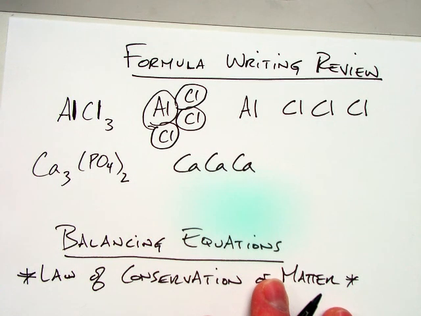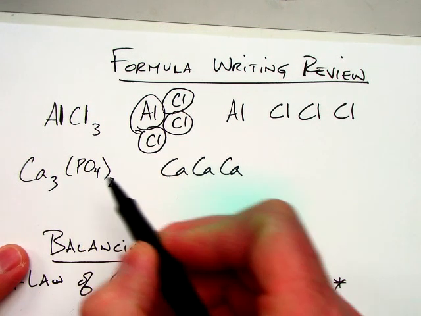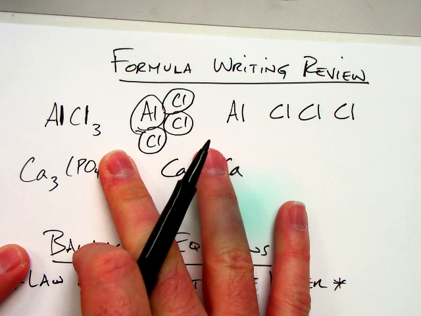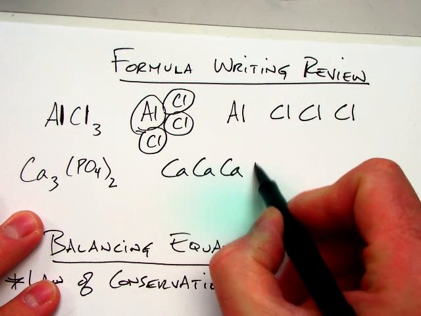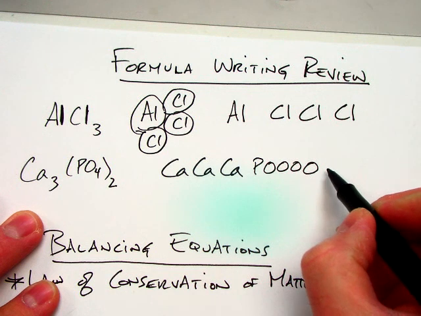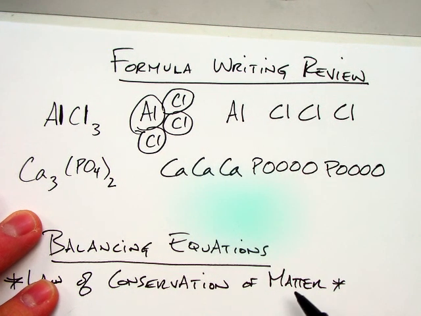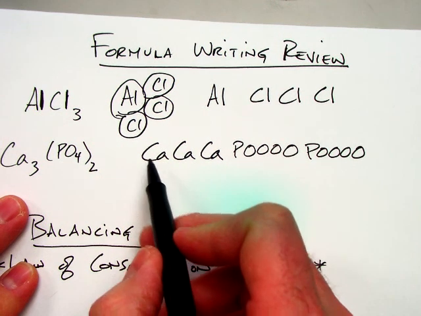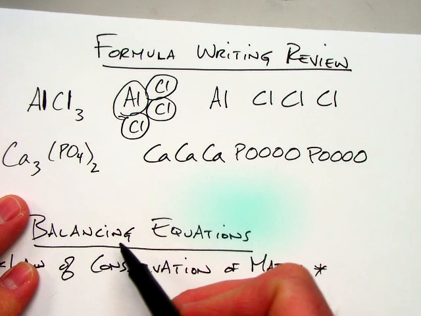The parentheses essentially mean that I have 2 of whatever's inside. So without the parentheses, I have 1 P and 4 O's. That's what I'm going to write: P-O-O-O-O, and then P-O-O-O-O. All right? And if you say that out loud, it's kind of funny. Ka-ka-ka, poo-poo. All right?